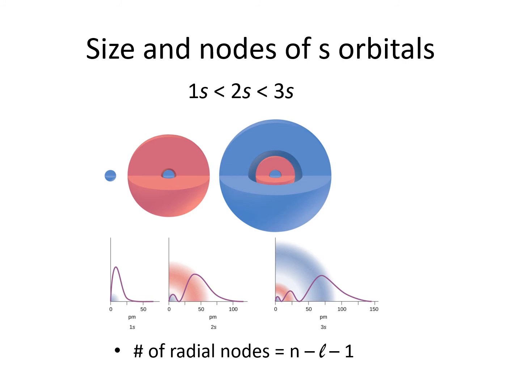A 2s orbital has n equals 2 and L equals 0. 2 minus 0 minus 1 equals 1. So a 2s orbital has 1 node. That means electrons can be in the red region or the blue region in the figure, but not in the spherical sliver of empty space between them. A 3s orbital would have 2 nodes. Notice the size of the orbital increases from 1s to 2s to 3s because the principal quantum number is increasing.